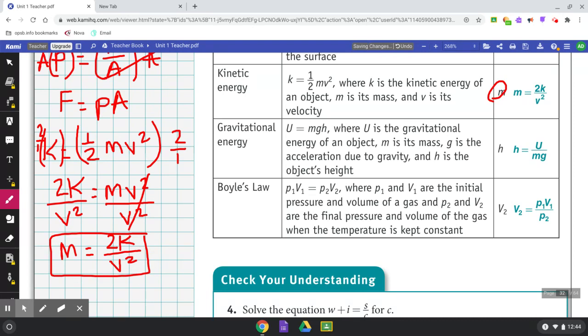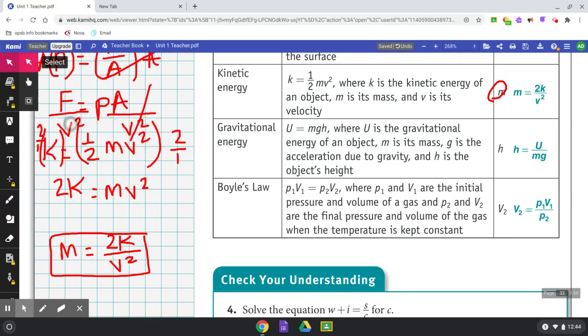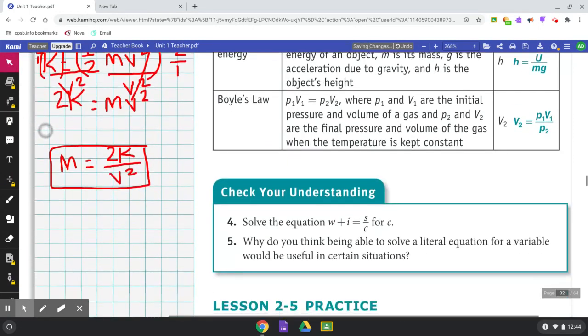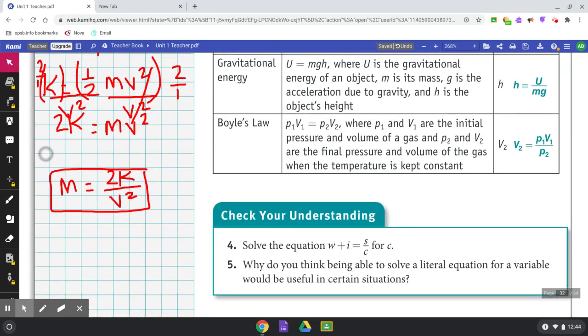All right, now I'm at the gravitational energy. U equals mgh, where U is the gravitational energy of an object, m is its mass, g is the acceleration due to gravity, and h is the object's height. I need to solve this equation for the specific variable h.